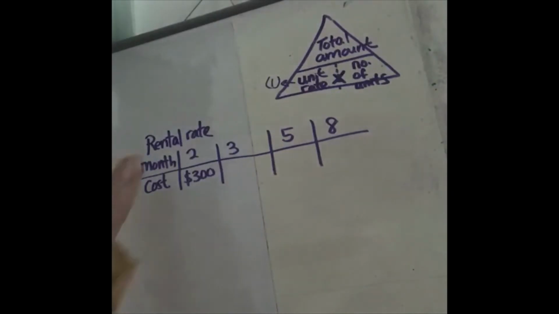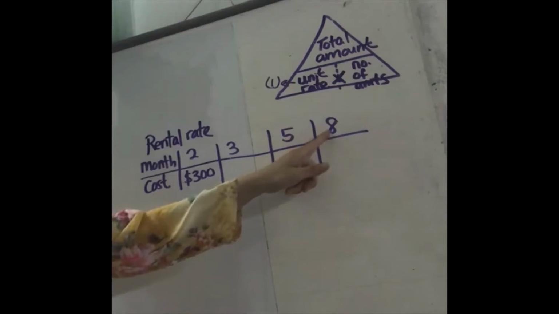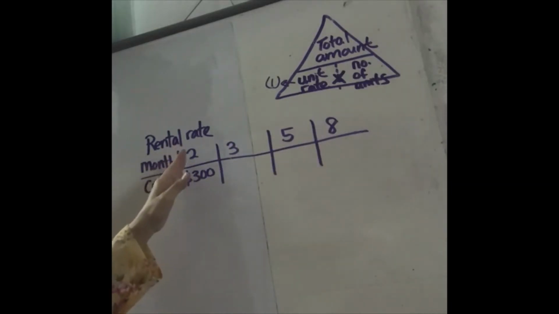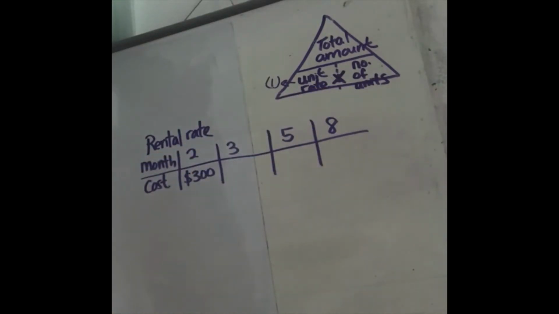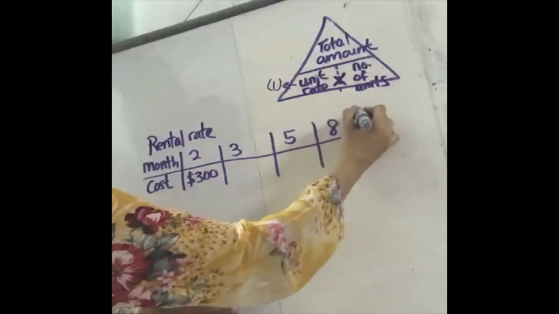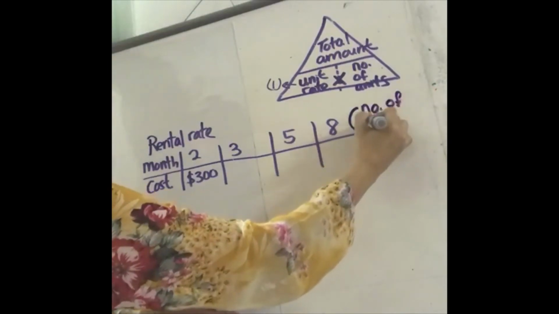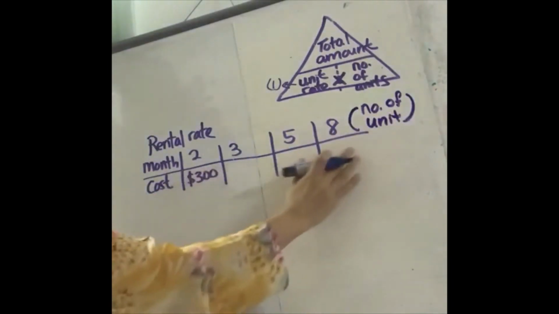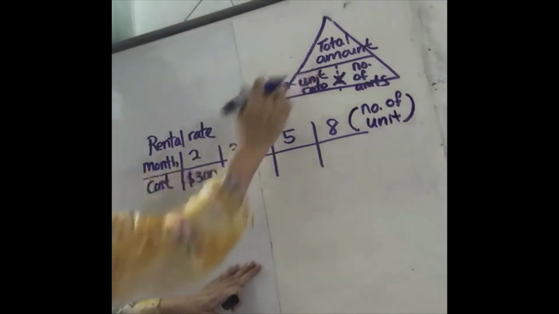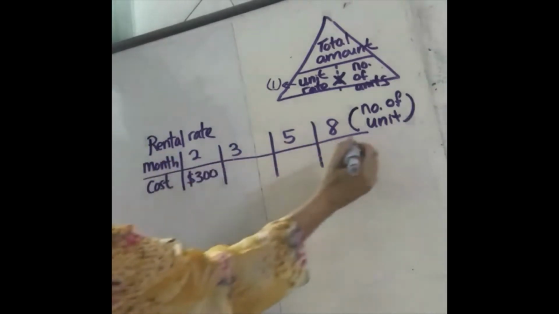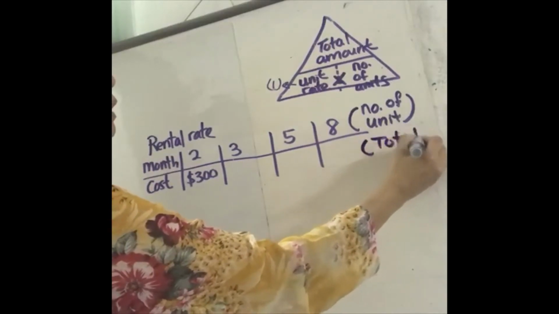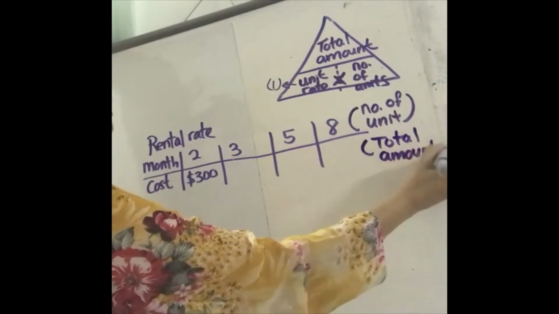Okay, next question. We have a rental. The rental here is per month and how much it costs. So here 2 months, 3 months, 5 months, 8 months. Look at this question. Is it a unit rate or number of units? Correct. This is the number, so it is referring to number of units. And what do you think the bottom will be? Yep, the total. How much you have to pay? After 2 months, how much do you have to pay in total? So this is the total amount.